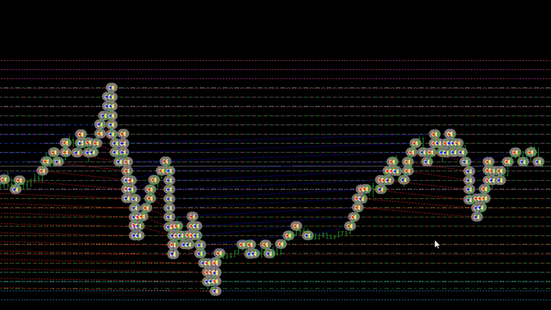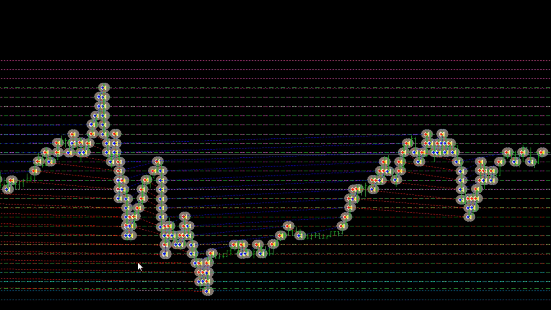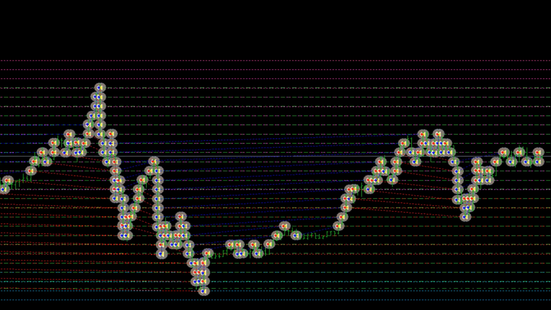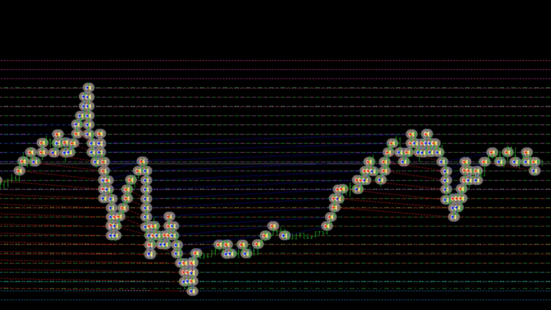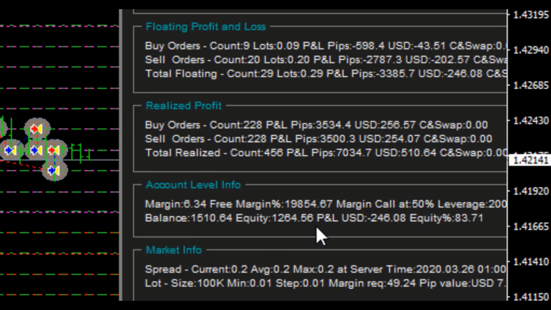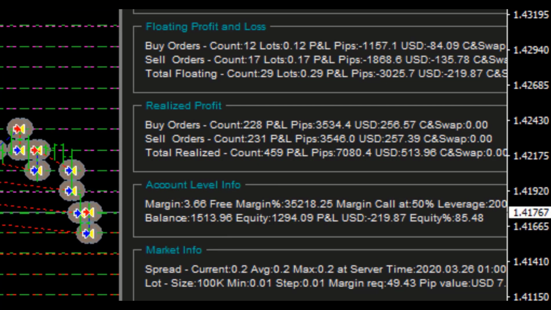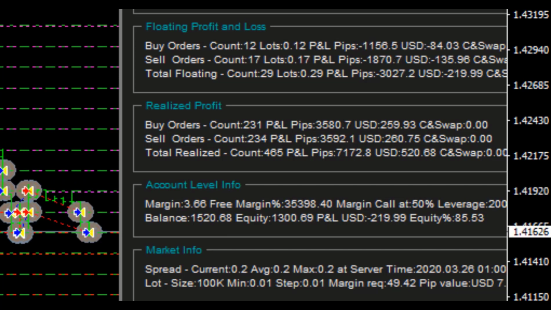Now, the other concept that I need to share with you here is that this is essentially what I call a carpet, and this carpet has been paid for. And what I mean by that is that we are running on a positive equity balance. So all those open deals have been paid for. The equity is positive.